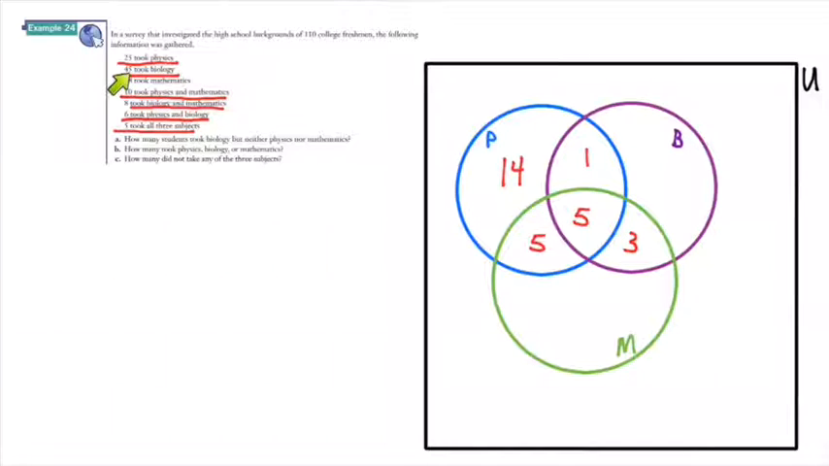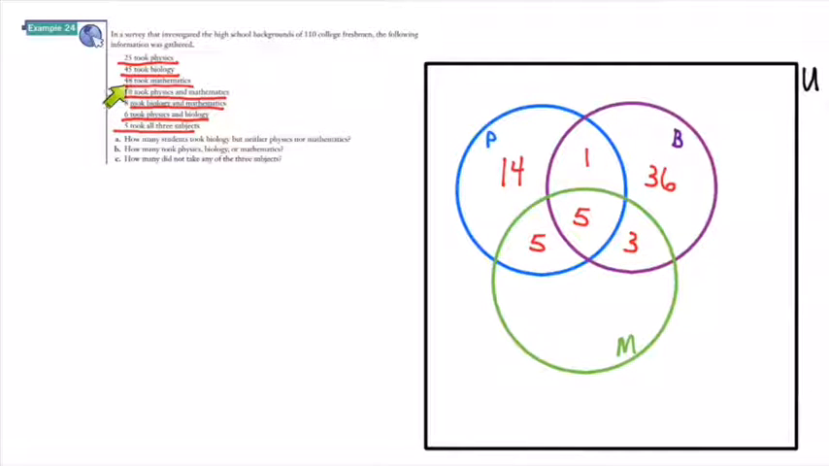Then it says 45 took biology. So that means the total number of students in the biology set will be 45. We already have 9 students taking biology along with some other courses. So 45 minus 9 means we have 36 students who took only biology and neither of these other 2 courses.